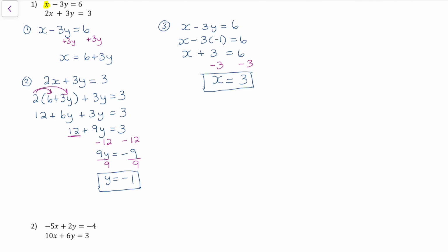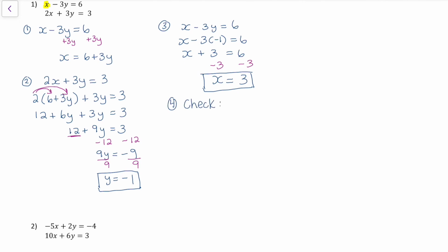So again, in step 1, I'm picking one of the equations and solving for one of the variables. I then used that in the other equation to essentially get rid of my x's so that I can solve for y. And then I substituted that into one of my equations to figure out what x is when y is -1. And so our final step is to check.